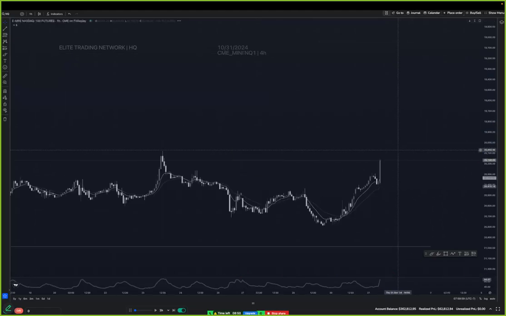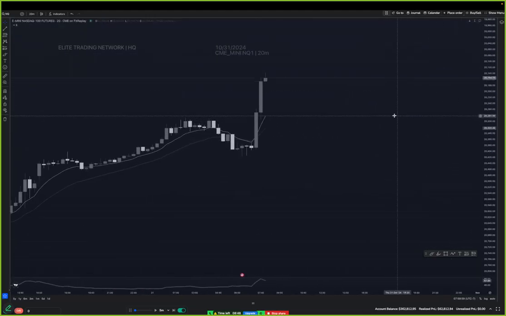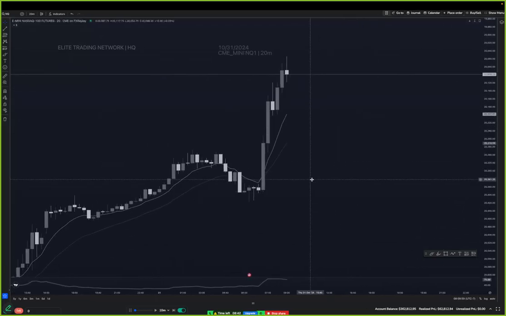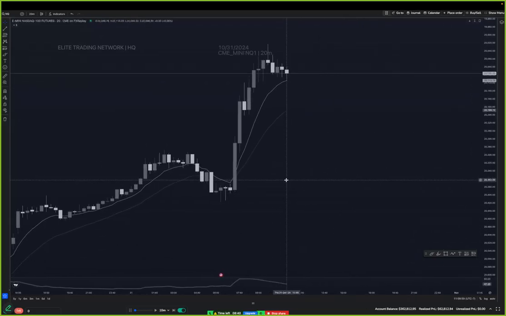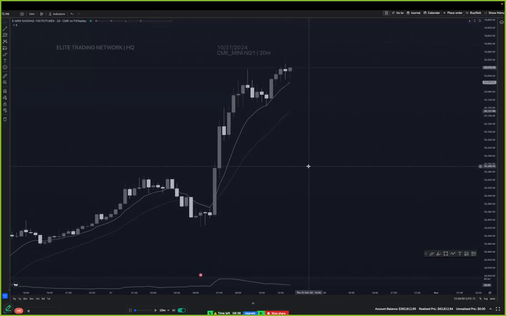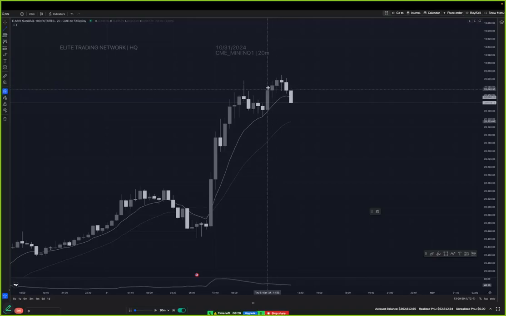So yeah, now we step up to a 20-minute. Let me zoom this in. There we go. Still nothing. Let the market go. What time is it? Okay, 7:20. You can consider this an entry.